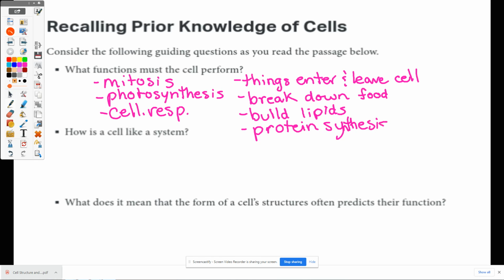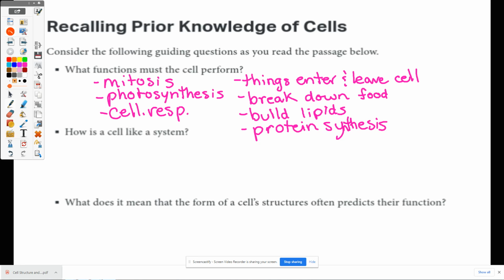If you think about your organelle, the function of your organelle, that is the function that the cell has to perform. This list could go on forever, but what we need to know is that the cells can perform these functions, but how do they perform those functions? Each individual organelle has its own function, and all of those organelles function together for one common purpose, for the functioning of that cell. So how is a cell like a system?